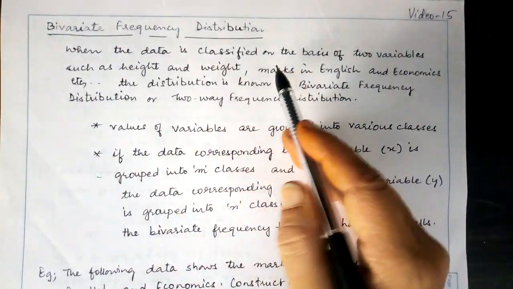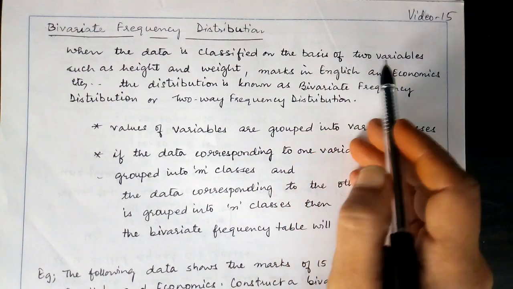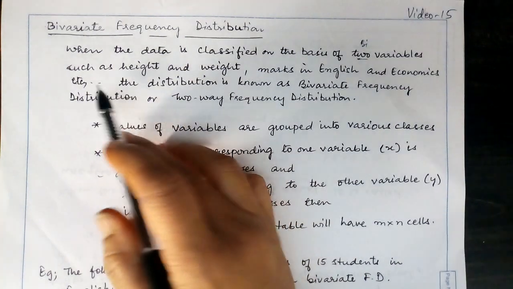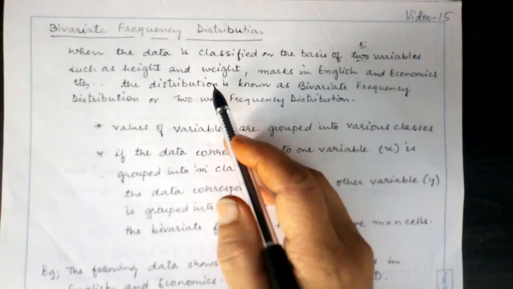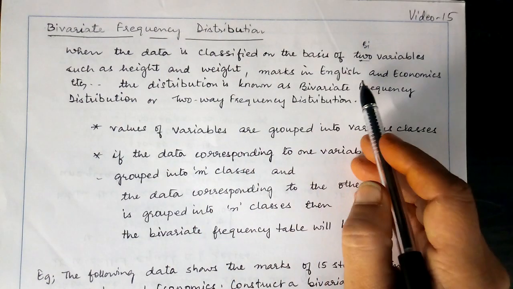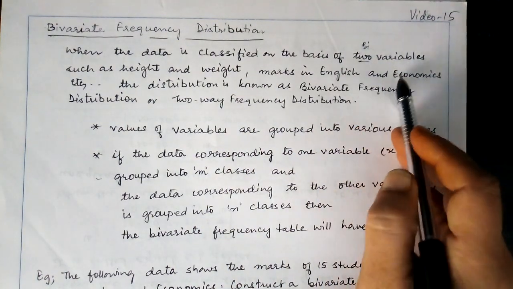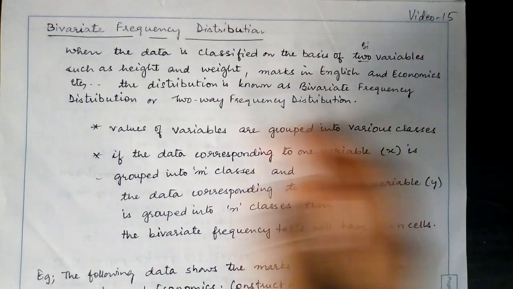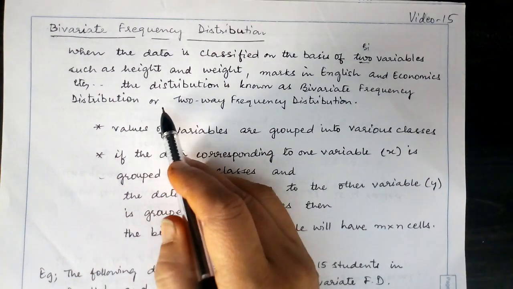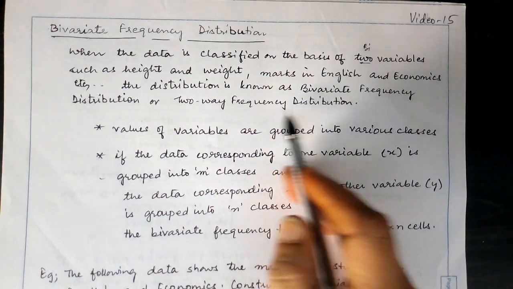When the data is classified on the basis of two variables, 2 means bi or bi means 2, such as height and weight, these are two variables for a frequency distribution. Marks in English and economics, so two variables, English and economics, etc. The distribution is known as a bivariate frequency distribution or two-way frequency distribution.